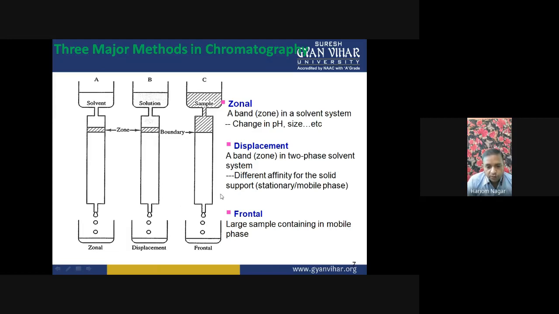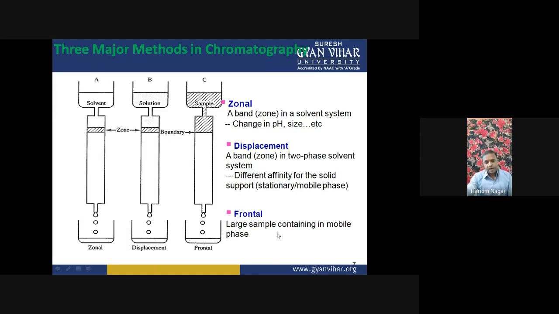Different affinity for the solid support and the mobile phase. So here is a different affinity. Displacement of the component between two phases depends upon their different affinity for the solid support and the solvent. If the affinity of the component with the solid support is greater, then it will be retained for more time.